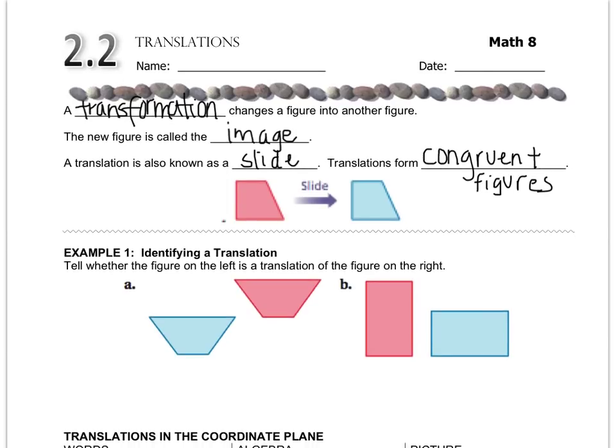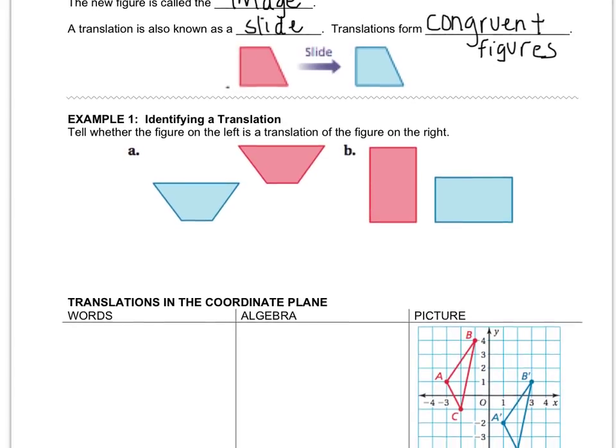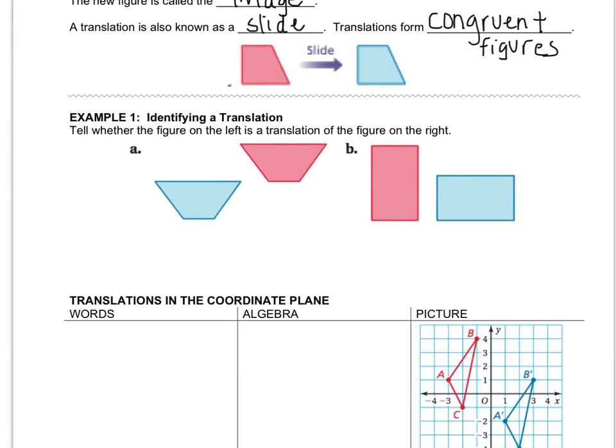So in order to identify if something's a translation, you just have to look to see if it was slid across the page. And if the only thing that happened to it was sliding, then it is a translation. So let's go from left to right. Or I'm sorry, the figure on the left is a translation of the figure on the right. So this is really the original and this is really the image. So we're going from this red one to this blue one. And yes, the only thing that happened was it slid down the paper. So this is a translation.